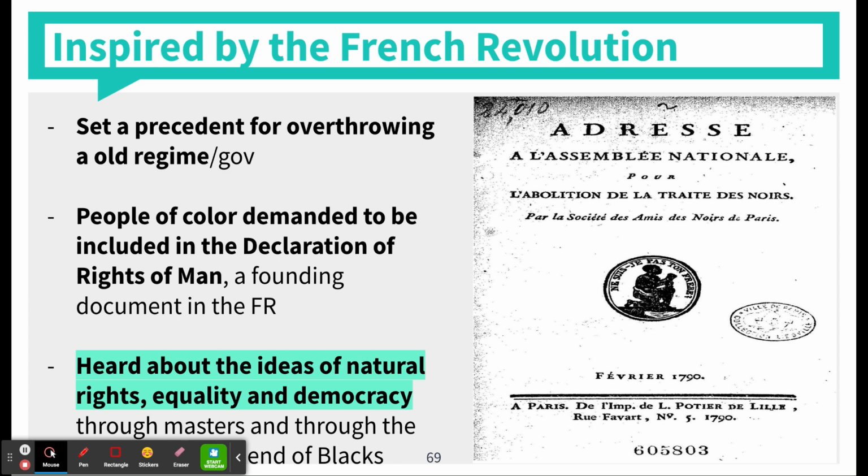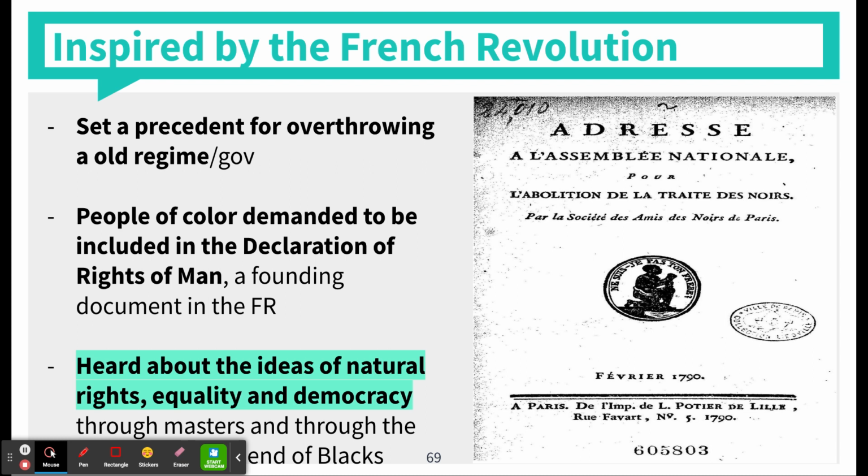So the Declaration of the Rights of Man was all the natural rights. Remember that word? All the natural rights, all the inalienable rights that the French people wanted. Haiti was being controlled by France, okay? And they knew of that founding document, that Declaration of the Rights of Man, and they said, hey, we need to be included in that. Of course, neither women nor people of color were included in that Declaration of the Rights of Man, hence the name, but that's what they wanted.